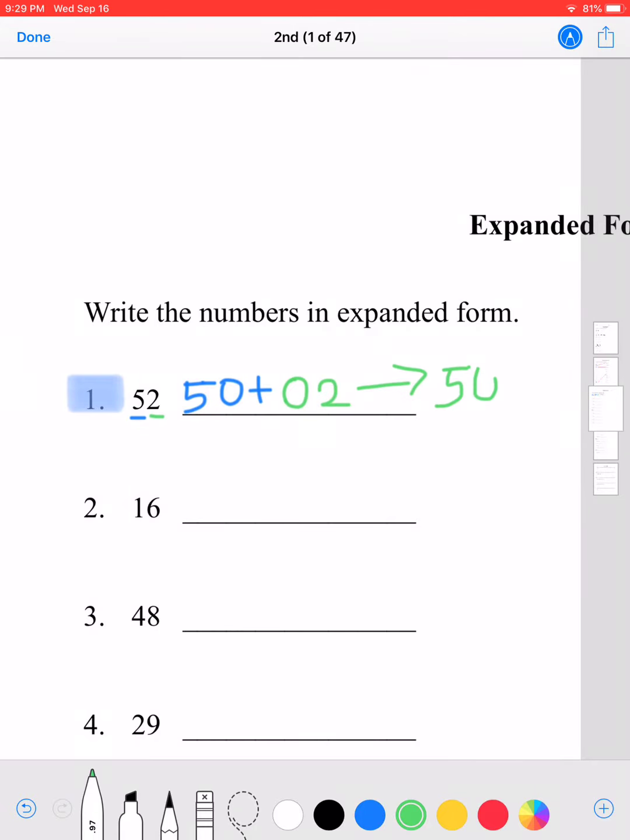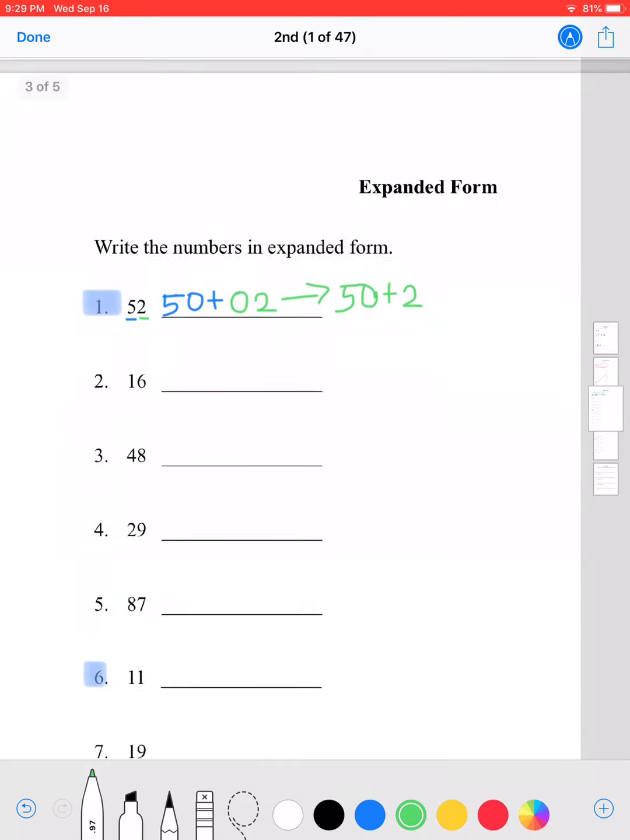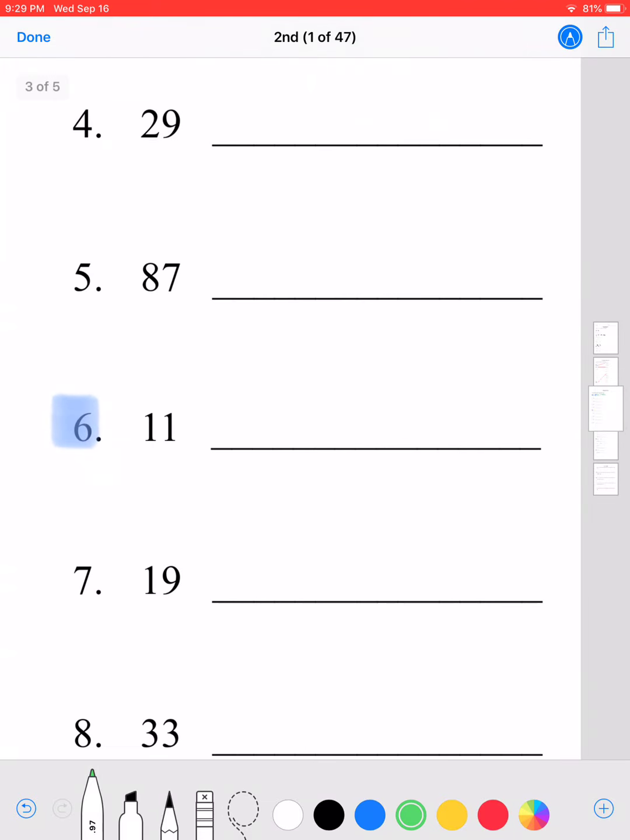If you do the math, you know that 50 added to 2 is 52. So this is correct. That's how you do expanded form. We'll do one more. We have the number 11.